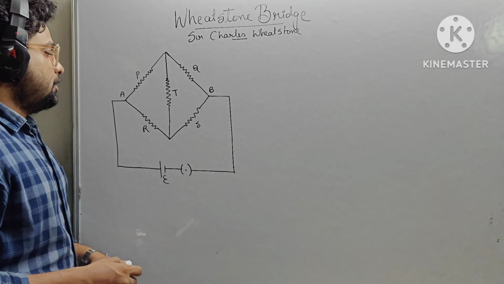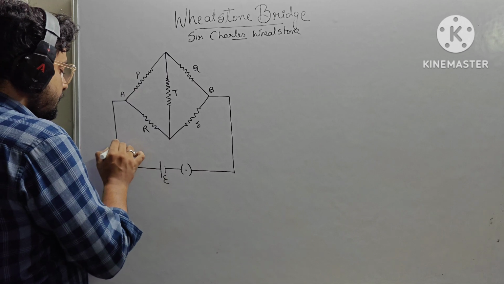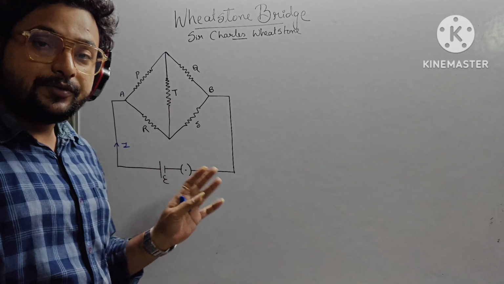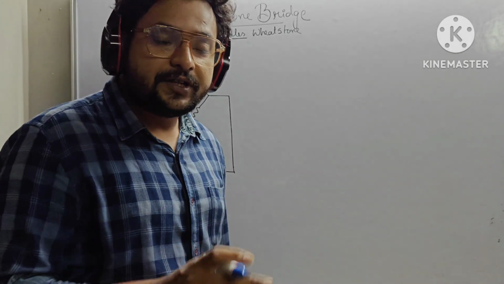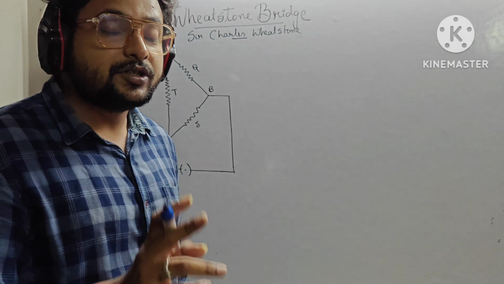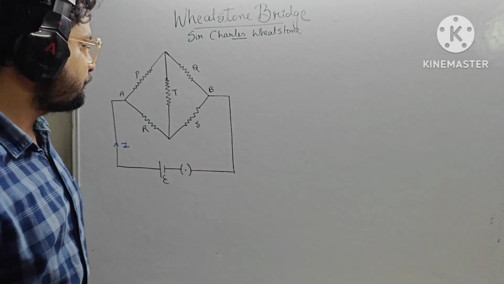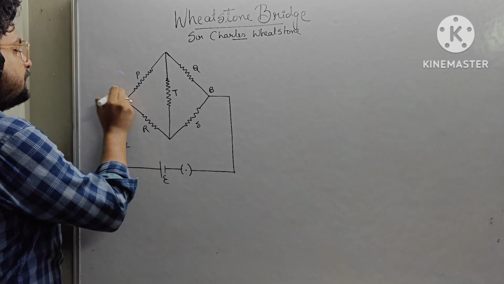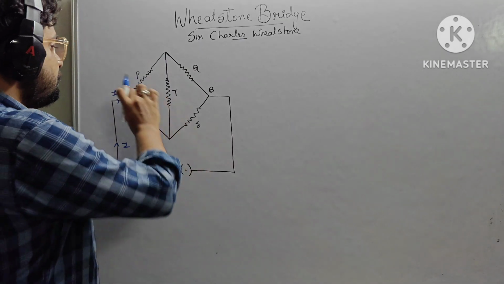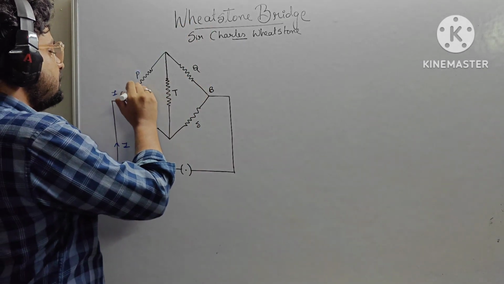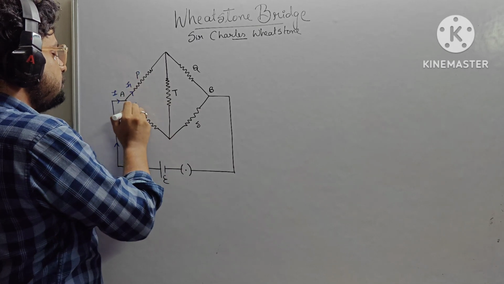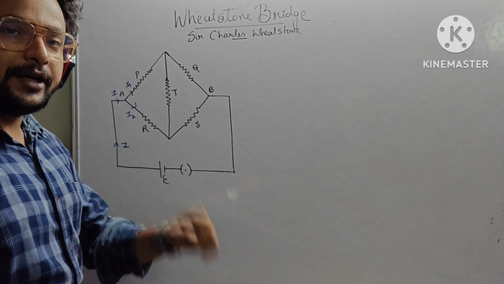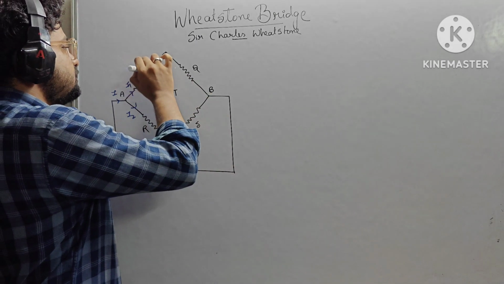Suppose from here current I is flowing. Students, before seeing this video, please go and watch my previous videos on KIRCHHOFF'S law. Basically KIRCHHOFF'S second law we require over here. Suppose current I is flowing through this branch. Now see, over here there are 2 branches, so suppose I1 and I2. I1 is flowing through here.